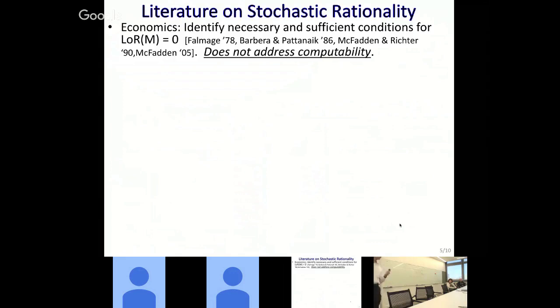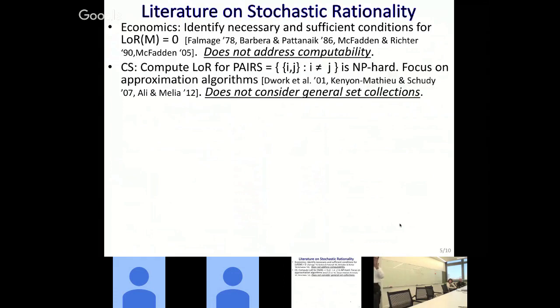It's really beautiful work from the late 70s, Professor Falmarge, up until as recently as the early 2000s by Professor McFadden. Now, of course, unfortunately, they don't address the important question of what happens when these necessary and sufficient conditions are not satisfied. So when the limit of rationality is not 0, you need to figure out what that number is. That has not been addressed in the economics literature.